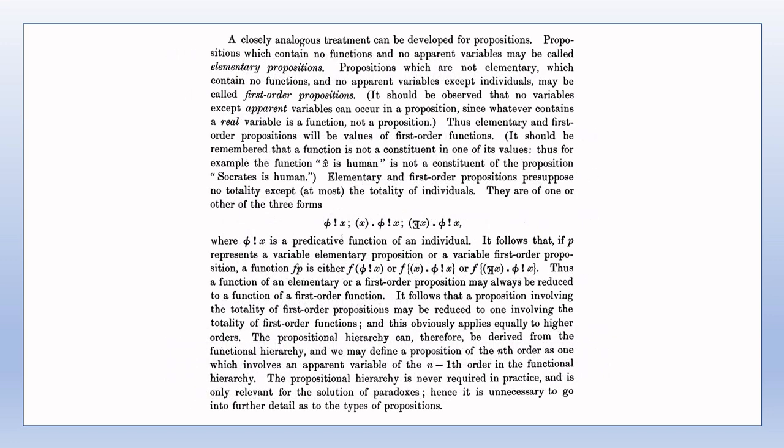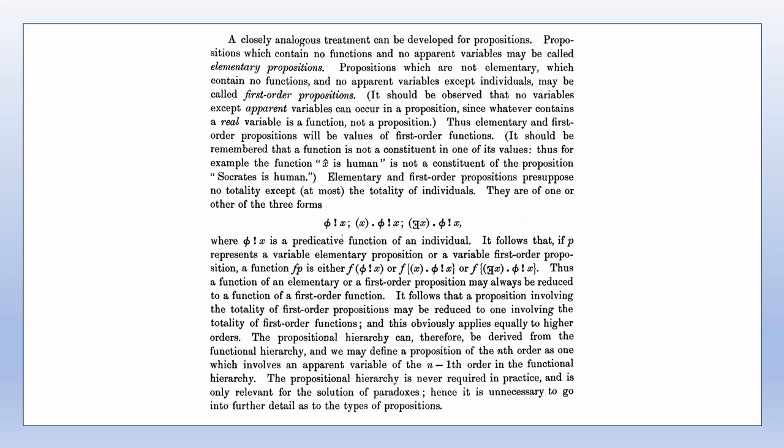We see, however, on page 58, "The propositional hierarchy can therefore be derived from the functional hierarchy, and we may define a proposition of the nth order as one which involves an apparent variable of the n-1th order in the functional hierarchy." We also see "The propositional hierarchy is never required in practice and is only relevant for the solution of paradoxes. Hence, it is unnecessary to go into further detail as to the types of propositions." Therefore, I won't go into any more detail regarding the propositional hierarchy.